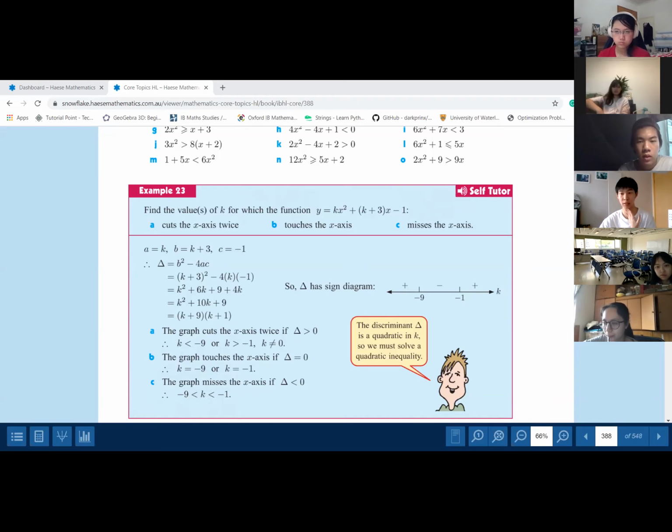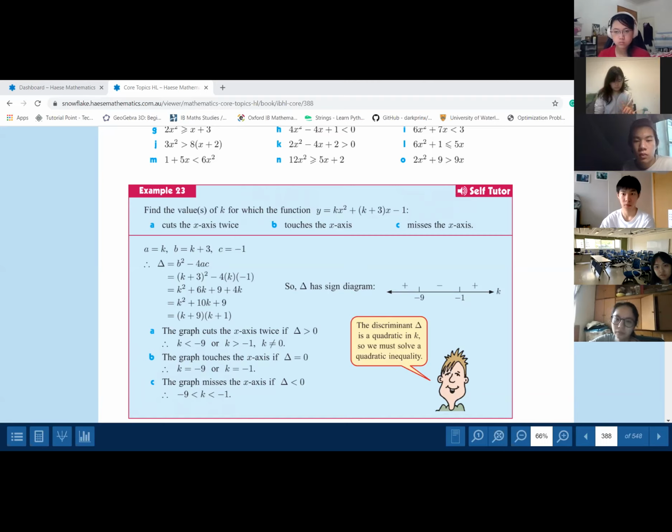Is it where the entire sign diagram is either positive or negative? But the condition is here. The graph misses the x-axis if it is below the x-axis, right? The graph of what? The graph of the discriminant. So when do we get this from the graph of the discriminant?